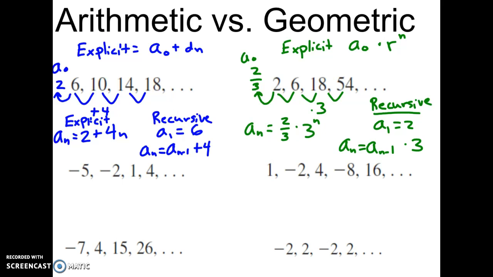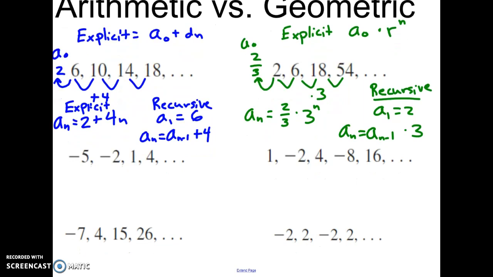All right. So if you could use those same techniques for the next 4 problems, the arithmetic are on the left and the geometric are on the right, and we will be able to have conversations about these types of sequences later on in class.